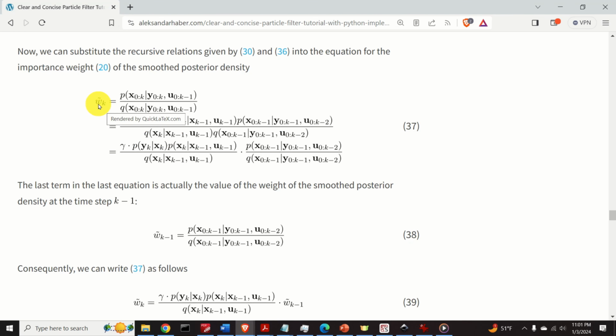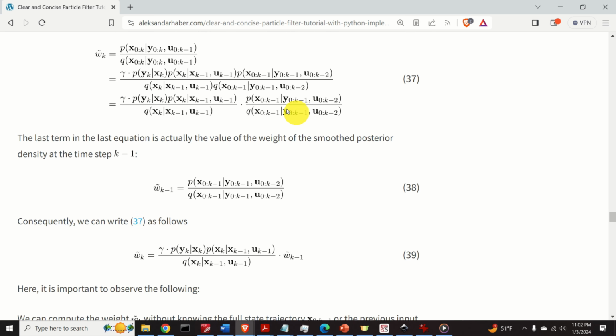The weight wk tilde is given by this equation. It's equal to the ratio of the smoothed posterior density and the smoothed proposal density. By substituting the recursive equations for these two densities in this equation, we obtain this equation over here. Next, we can group this term over here and this term over here together to obtain this fraction, and the remaining part is given over here. This last term is actually the value of the weight of the smoothed posterior density at the time step k minus 1. That is, this part over here is equal to wk minus 1 tilde.